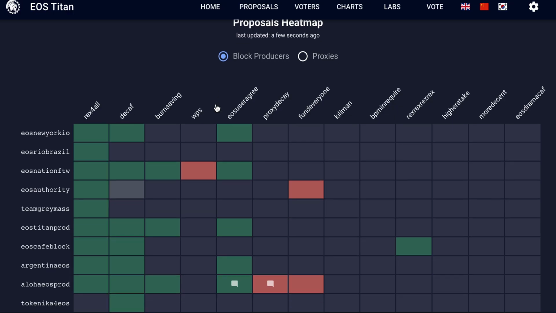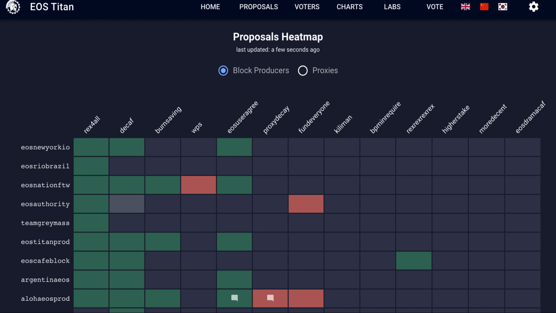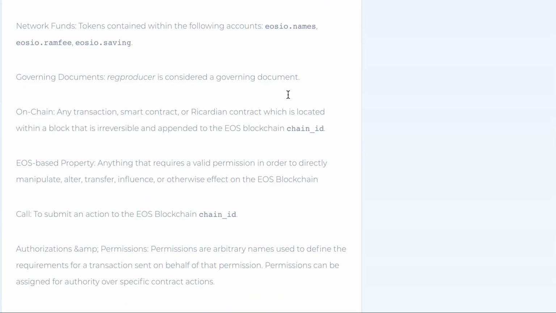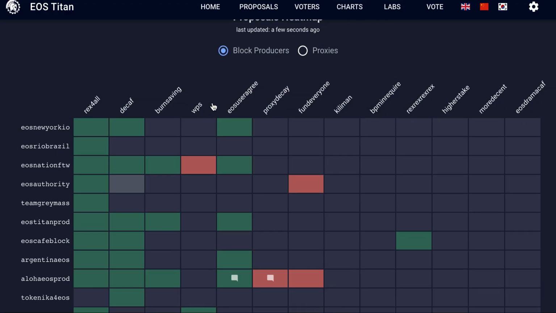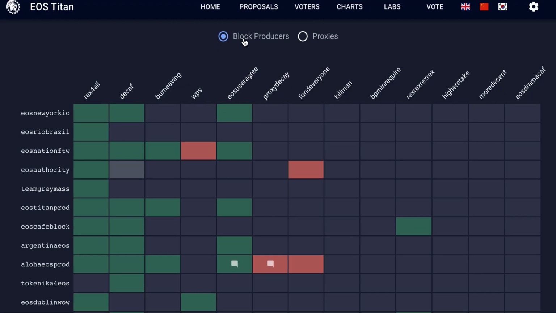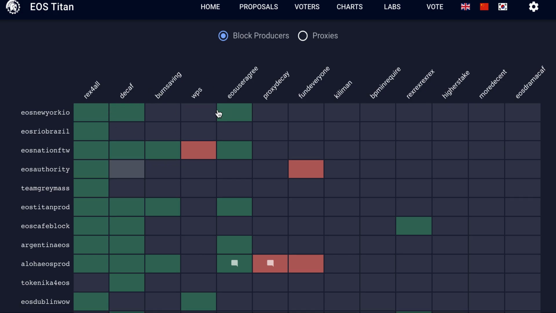Now let's look at how many block producers have voted. EOS Titan has this amazing tool. I love EOS Authority with all the charts they create, but I think EOS Titan has done a very good job with what they call block producer voting. This shows exactly how many block producers are supporting this EOS user agreement.